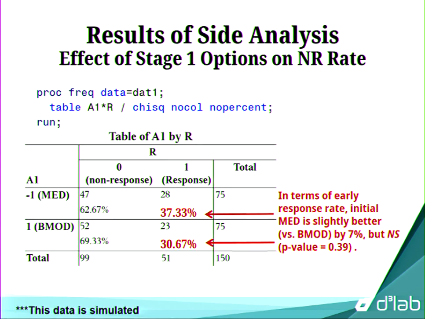Okay, but you can still do this, and the way to do it is to use the PROC FREQ procedure in SAS. Just ask SAS to provide a table of A1 by R, the response status, and this is what you're going to get. What do we see here? We see that participants who receive medication have a higher response rate than participants who receive BMOD. It's slightly higher. The difference is not significantly different from zero. The reason I'm showing you this is because many people like to do this analysis, but the bottom line is that it's not useful in developing an adaptive intervention. Do you see why?